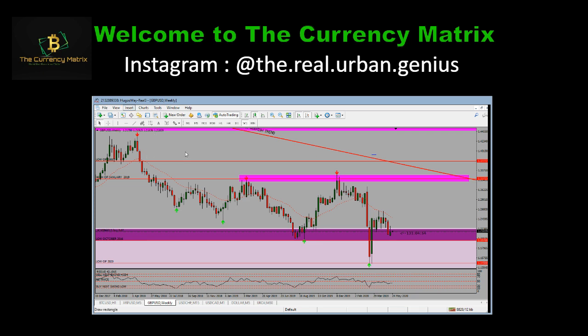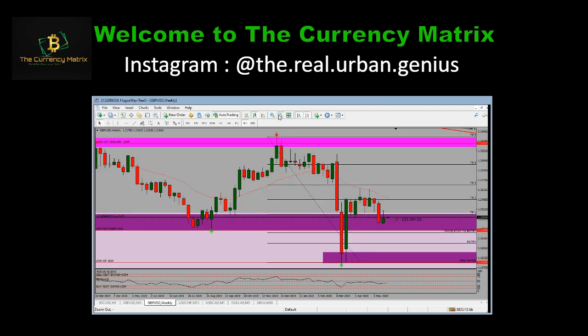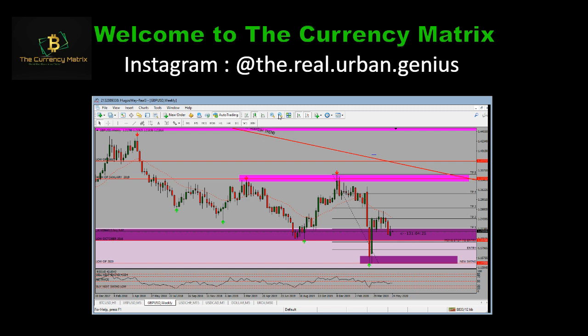Remember, wick to body. So now we have that zone highlighted. Now from this point, we'll go ahead and then apply the Fibonacci from the high of 2019 to the low of 2020. That's the most recent swing. So now from here, we have an ideal target and an ideal map for the bulls in this situation here on this currency pair.